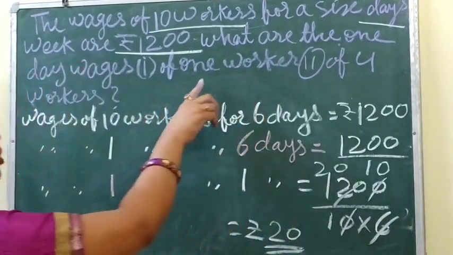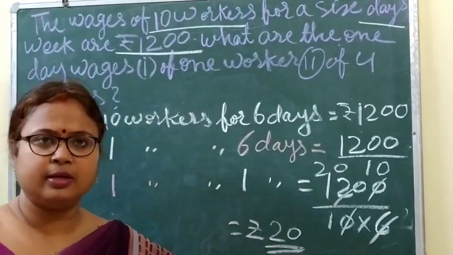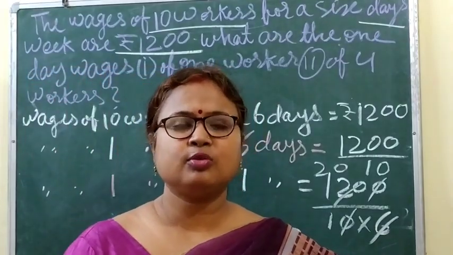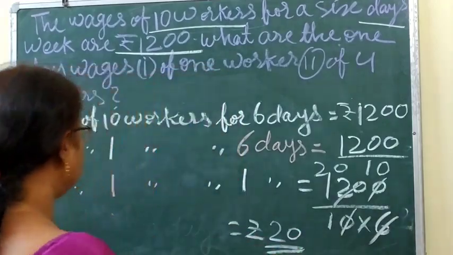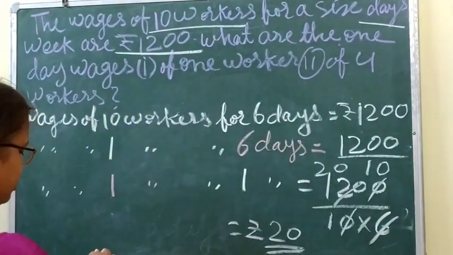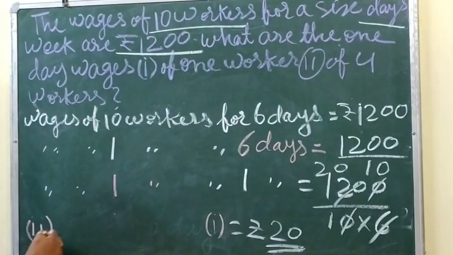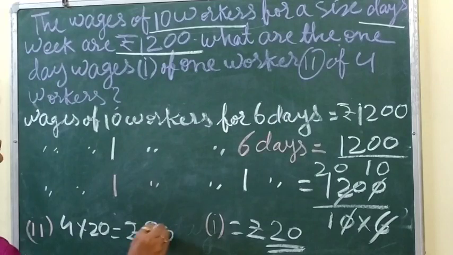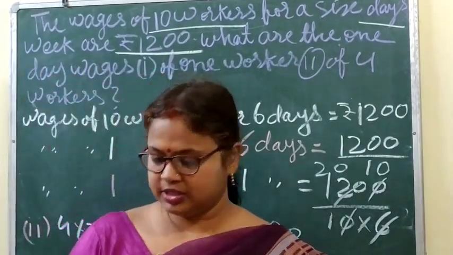Clear? So for 1 worker, the wages will be rupees 20. Now you have to find out of 4 workers. So for 1 worker, rupees 20, then for 4 workers it will be rupees 80. This one is sub part 1. And for sub part 2, you can write 4 into 20 is equal to rupees 80. Clear? So for 4 workers, the wages will be rupees 80.